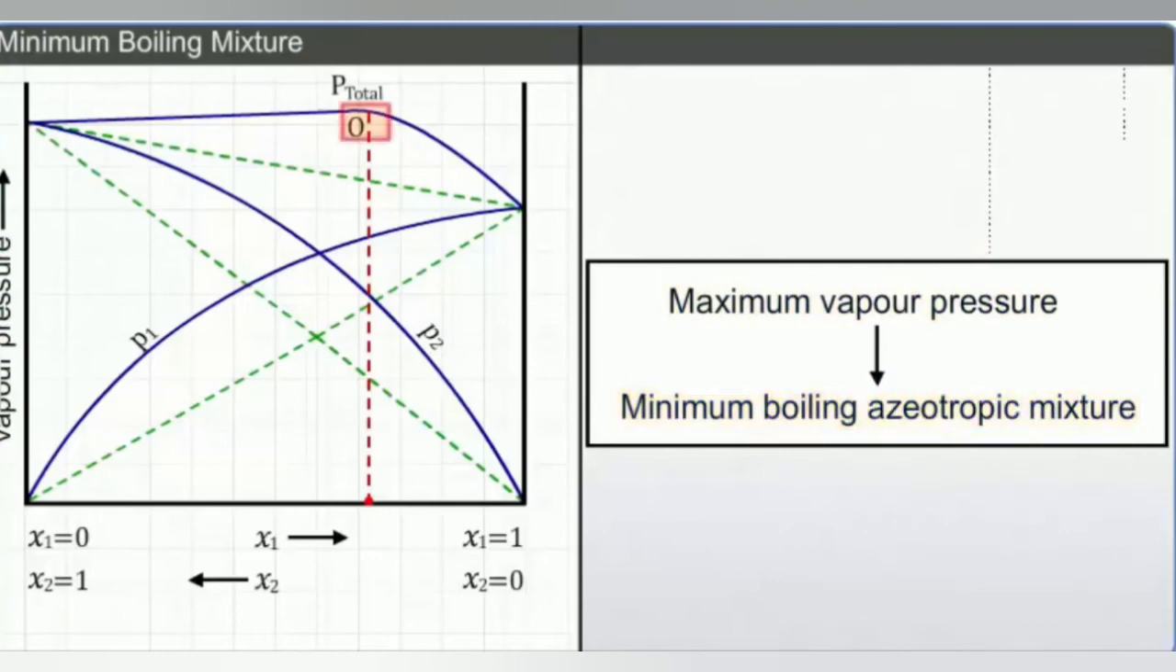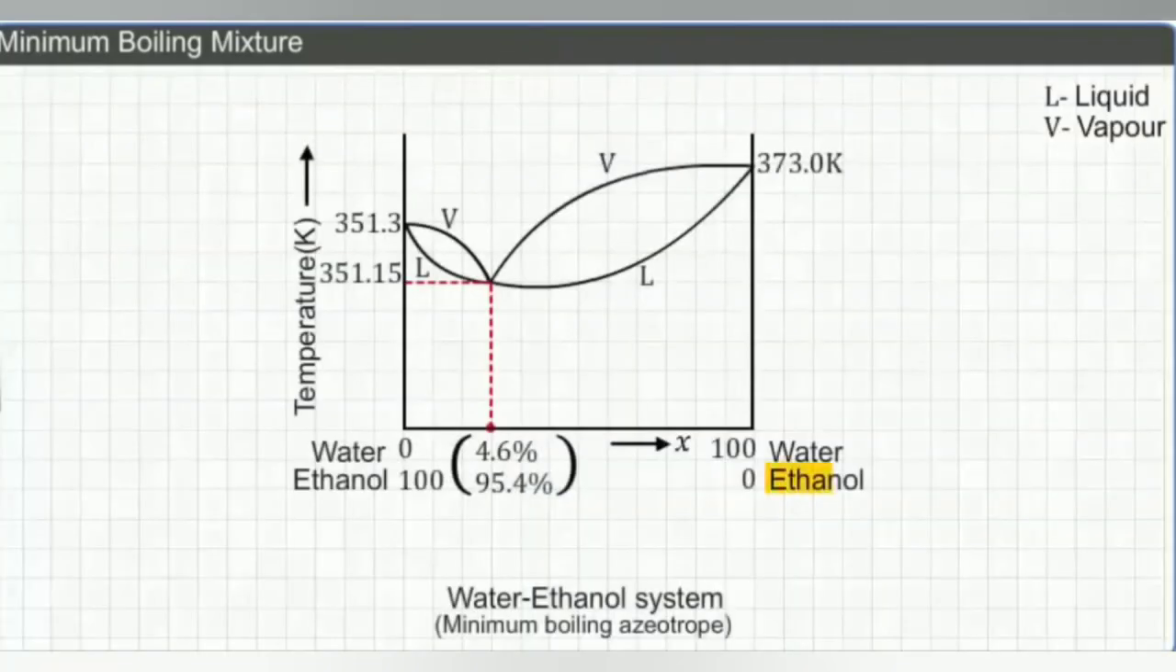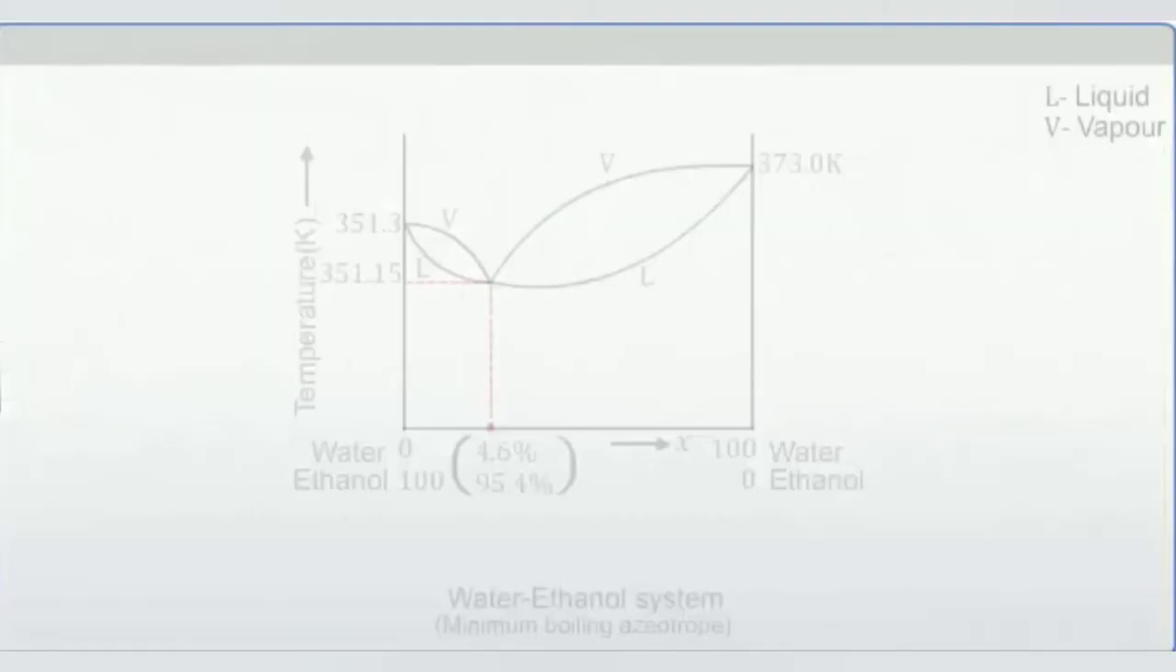At this point O, the concentration of the vapor phase is the same as the concentration in the liquid phase and is referred to as the azeotropic concentration. Ethanol and water form a minimum boiling azeotrope at 351.15 Kelvin and at a composition of 95.4% ethanol and 4.6% water.